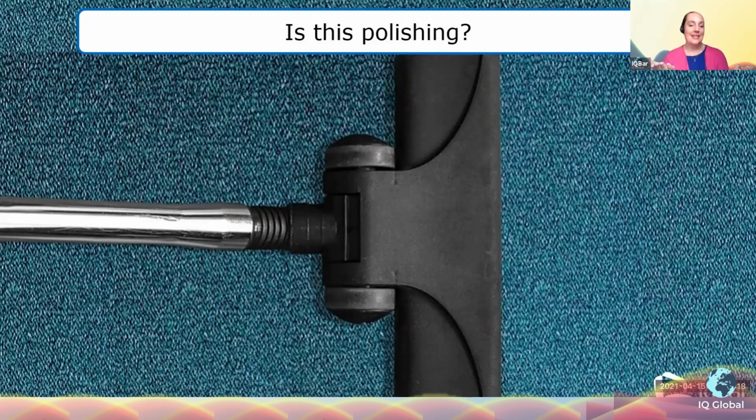So let's see. What is this? This is one of our action words. Is this polishing? What do you think, human? Is this polishing? Oh, human, I can't hear you. Sorry. Can you hear me now? Good. I can hear you now. Good. I am not sure. So let's ask everybody. That's a good idea.